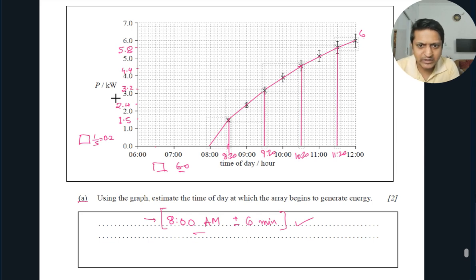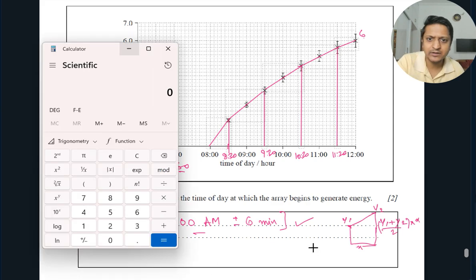So now we need to calculate the area. If you don't know the area formula, I will tell you. For a trapezium, first we take the average. If this is y1 and this is y2, it will become (y1 plus y2) upon 2 into this x value. So this is the formula for a trapezium, and first of all we will calculate the area of a triangle.